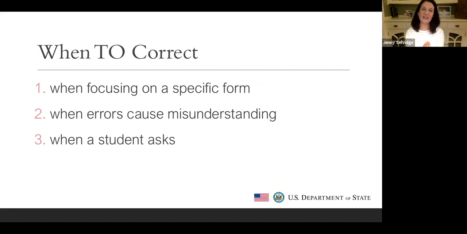When focusing on a specific form. So let's say you're talking about in versus on. So in that case, when students are speaking, you don't need to correct verb tenses or other things. You are just listening for the mistakes with in and on. So a specific form. Or when errors cause misunderstanding. So if you can't understand what they're saying because of their errors, that's when you need to say, okay, let's maybe work on that a little bit. Or when a student asks for your help. Some students are eager to know what they did wrong. And so when a student asks, certainly let them know.